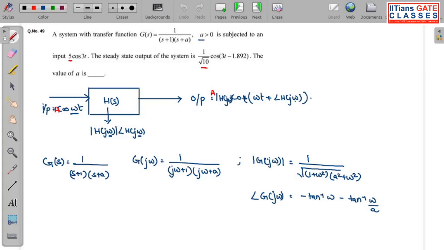But you can see they have given you the constraint a is greater than 0. So your answer to this question will be 4. Okay, so this is the answer of the question.